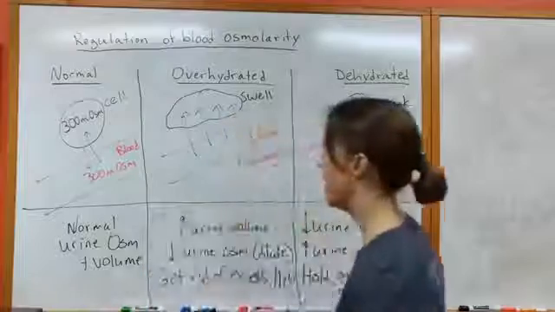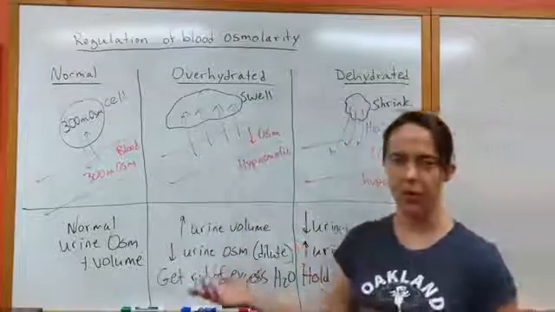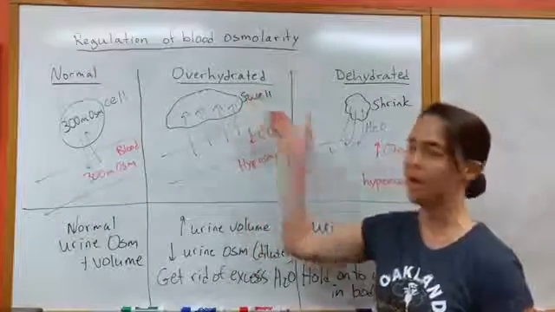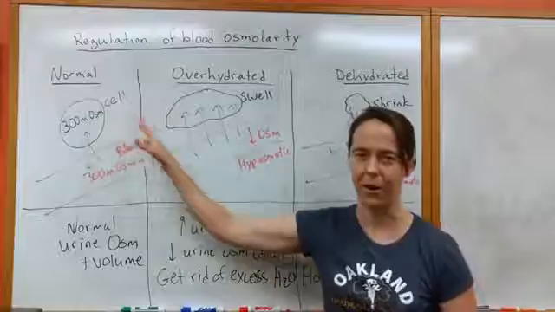Okay, so you can see that the kidneys, by regulating the volume of urine and how much water is in the urine, they can help regulate the osmolarity of the blood so that you're most of the time in this kind of normal range.